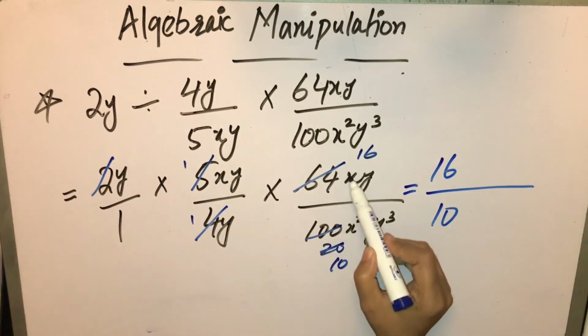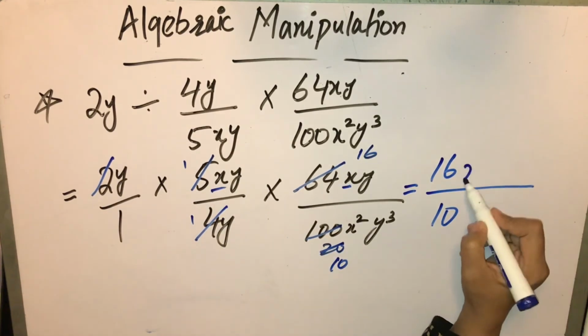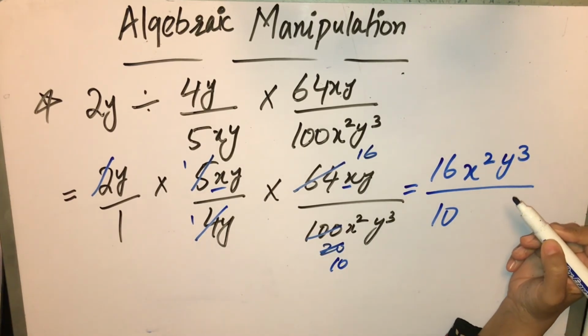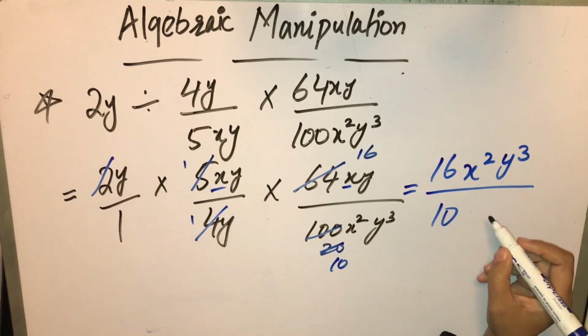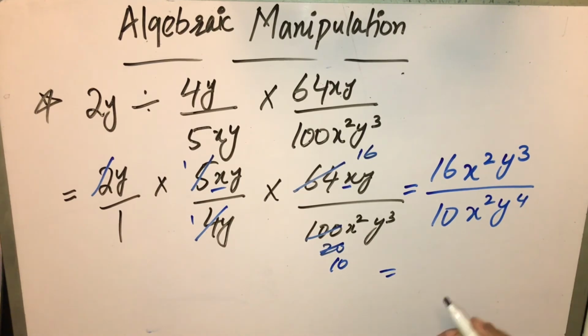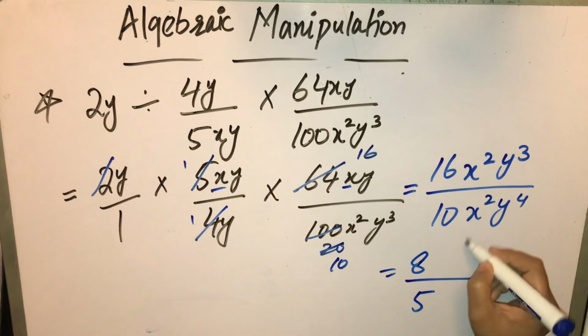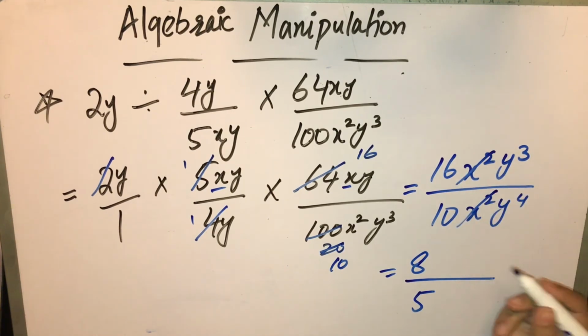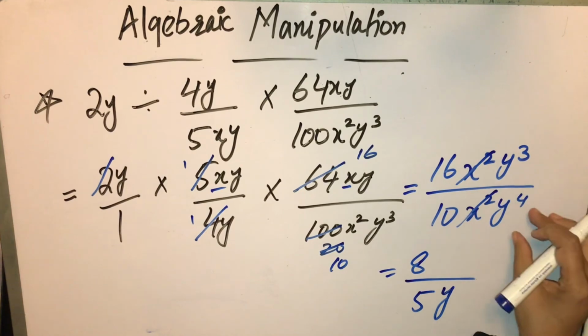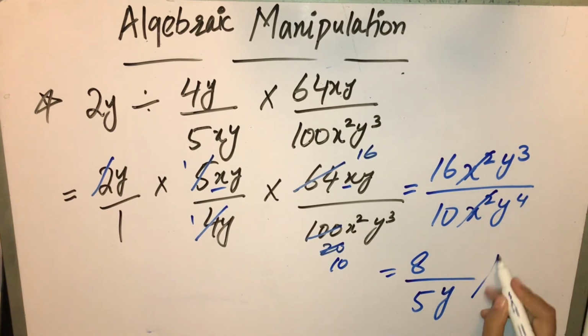How many x in the numerator? Single x and single x. x^2, y^3. In the denominator, there are a total of x^2, y^4. 16 and 10 will be cancelled by 2. 2 8s are 16 and 2 5s are 10. x^2, both the same. We will cancel x with x, or 2 minus 2, x^0. 0 means nothing. y^1 in the denominator. As there are 3 y's in the numerator, 4 in the denominator, so 8 over 5y will be the final answer.